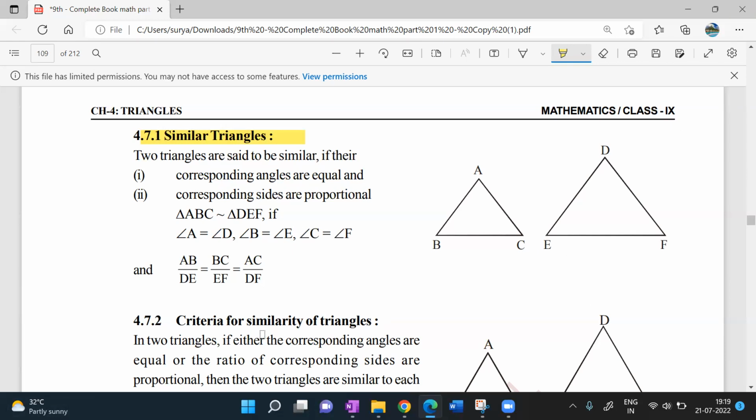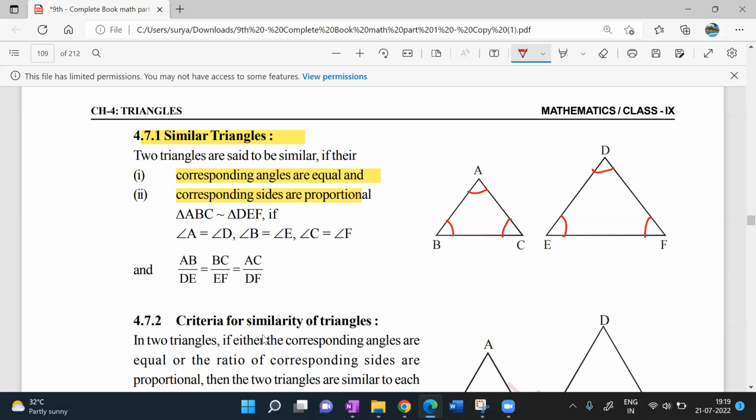Similar triangle is nothing but what? Two triangles are said to be similar if and only if their corresponding angles are equal, beta, and corresponding sides are proportional. Corresponding angles are equal: angle A should be equal to angle D, angle B must be equal to angle E, and angle C must be equal to angle F, beta. Then only I could say they are similar.